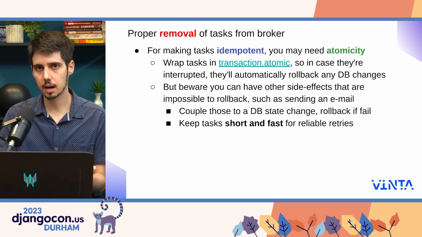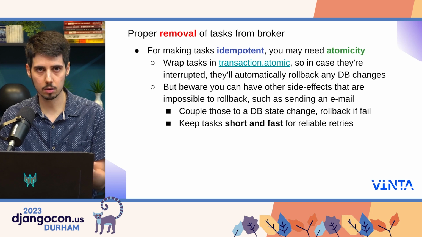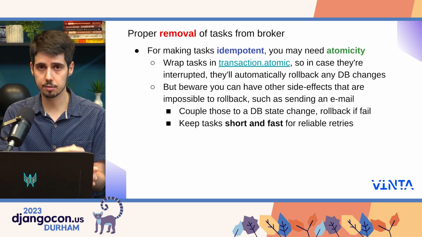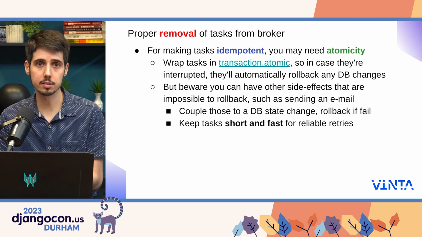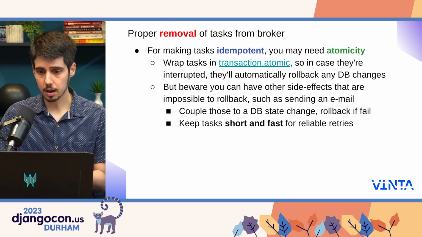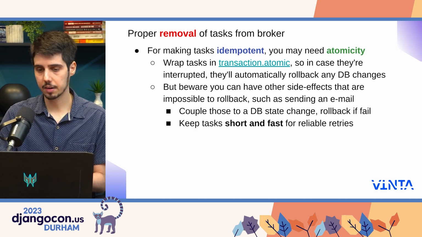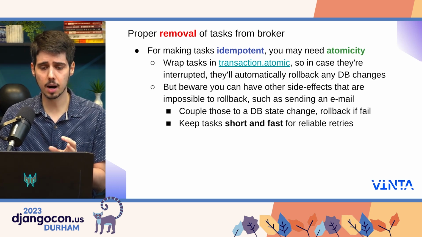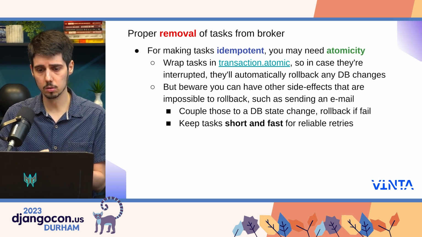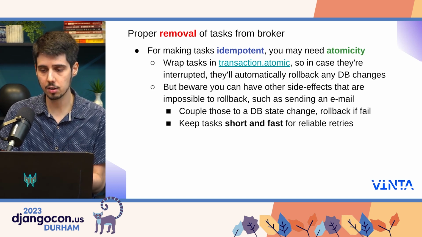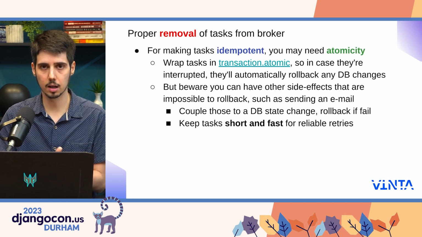So in any case they are interrupted, even due to a deploy or something like that, they will automatically roll back any DB changes, and eventually the broker will redeliver the tasks and it will be re-executed. But beware, you can have other side effects that are impossible to roll back, such as sending an email. So in this case, you can be smart and try to couple those impossible to roll back side effects with the DB state change and roll back if fail.